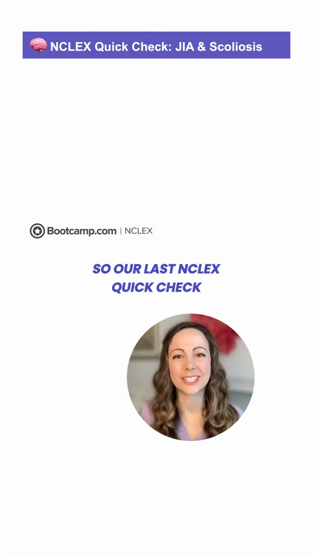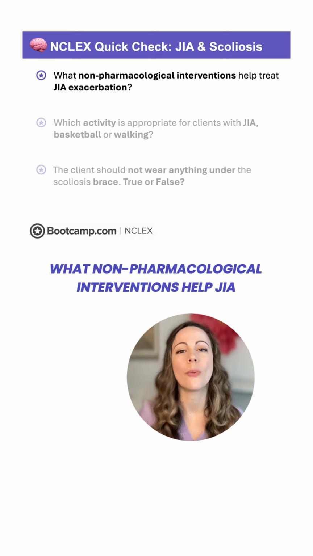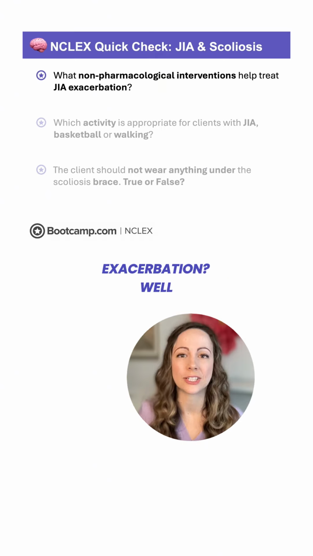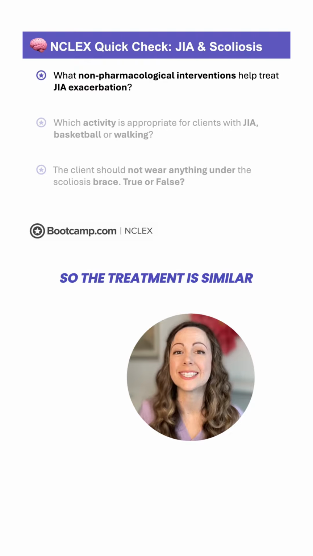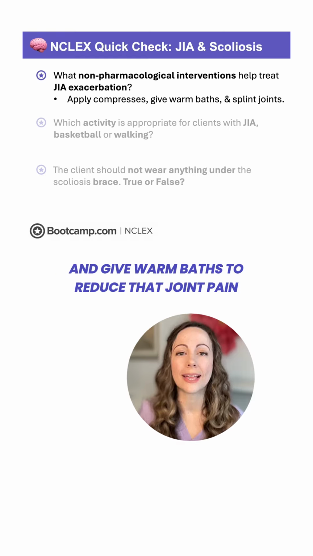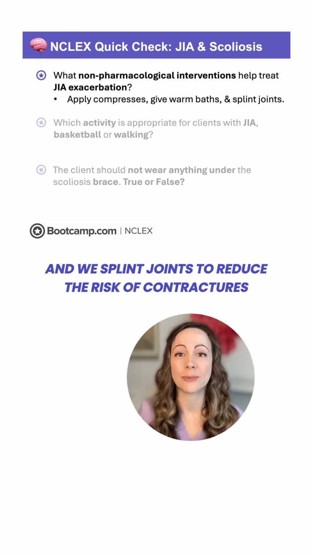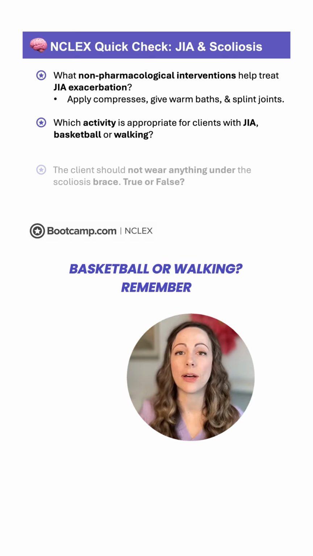So our last NCLEX quick check, take a moment to answer these questions. What non-pharmacological interventions help JIA exacerbation? Well, remember, that's like rheumatoid arthritis, so the treatment is similar. We need to apply compresses and give warm baths to reduce that joint pain, and we splint joints to reduce the risk of contractures.